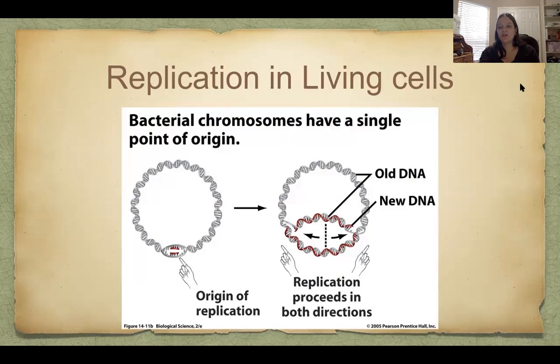Replication does occur a little differently in eukaryotes versus prokaryotes. Prokaryotes, bacteria, tend to have a single circular DNA. So to copy the bacterial DNA, it starts at one spot called the origin of replication. And then from that spot, it goes in both directions all the way around the whole circle. Then you have two copies of the DNA, and then the cell can go through mitosis. Okay.